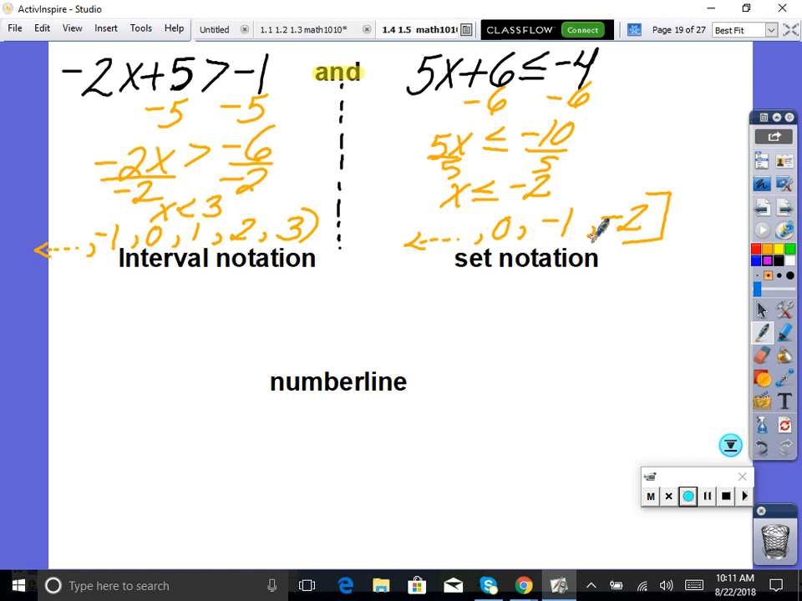So if we have to merge the answers, it's "and." Remember, "and" is the intersection. It's got to be in bold to be able to be in the answer. So let's start here. Is 3 in this one? Nope. 3 can't be in it then. Is 2 in that one? Then no. How about 1 in that one? How about 0?